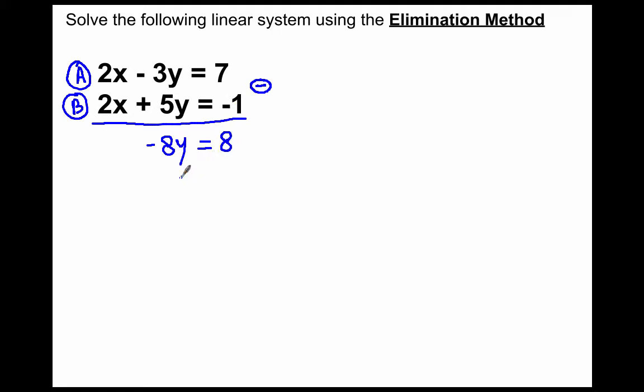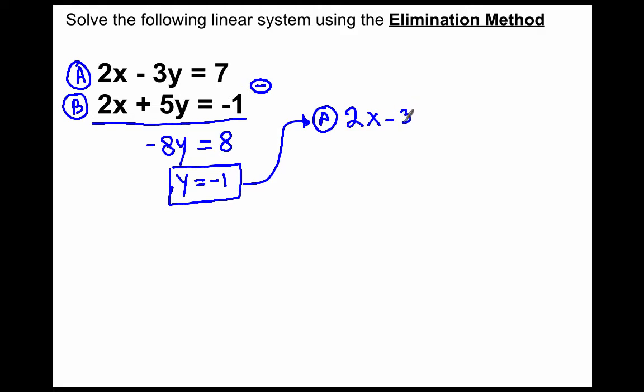And we can see right away very easily that if I divide both sides by negative 8, my y is going to be equal to negative 1. And I already have my y value. Now I need to find my x. So from here, I'm probably going to use equation A or B. I'm going to check A. Seems a little simpler. And I have that 2 times x minus 3 times y, and I already know that y is minus 1, and therefore that equals 7. So if I just work things out, 2x minus, that's plus 3, is equal to 7.